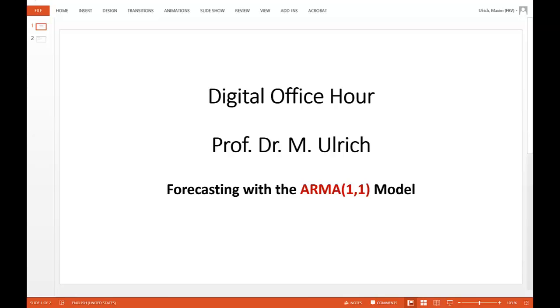So we talked about the ARMA in the CRAM 1 lecture, and I felt that I wanted to give you a quick tutorial on applying what we talked about to a specific ARMA model, here the ARMA(1,1). It will be about how we estimate an ARMA(1,1), how we can use that model to make a forecast, and how we quantify the accuracy of these forecasts.